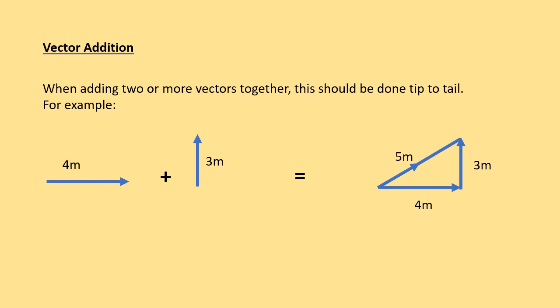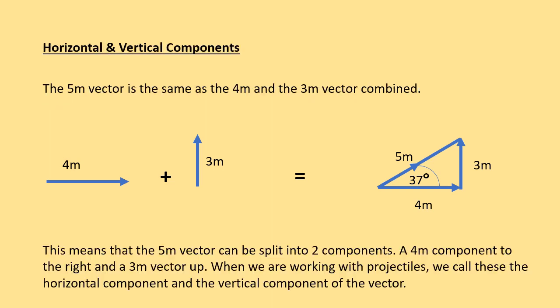And we can work out the magnitude of this, because this is a right angle, we can work out the magnitude of this vector using Pythagoras, and then the angle using trigonometry. So in this case, we have 5 meters and 37 degrees. So we can see that the 5-meter vector at an angle of 37 degrees to the horizontal is the same as the combination of the 4-meter vector to the right and the 3-meter vector up the way.